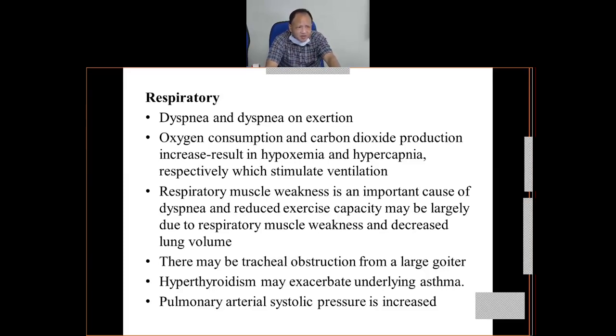There may be tracheal obstruction from a large goiter. Is it possible? Yes, possible. You can have dysphagia. You can have stridor also. So difficulty in breathing can be there. Hyperthyroidism may also exacerbate underlying asthma, and there can be pulmonary arterial systolic hypertension.